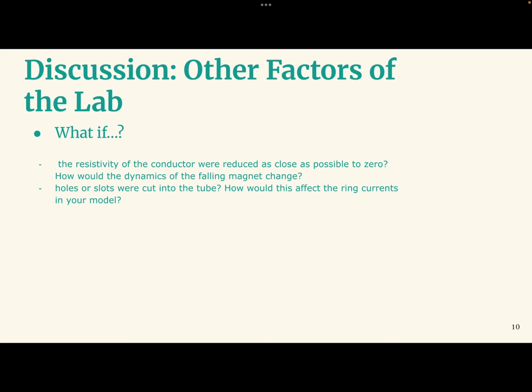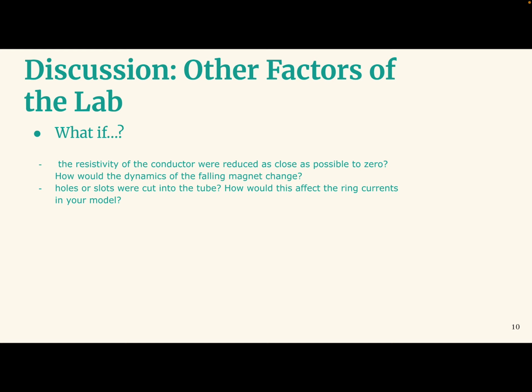Now, what if? Our two what if questions. We are asked, what if the resistivity of the conductor were reduced as close as possible to zero? How would the dynamics of the falling magnet change? Well, if the conductor's resistivity were nearly zero, the induced currents would be much stronger, and the magnet would slow down dramatically, possibly even levitate inside the tube, never falling through.